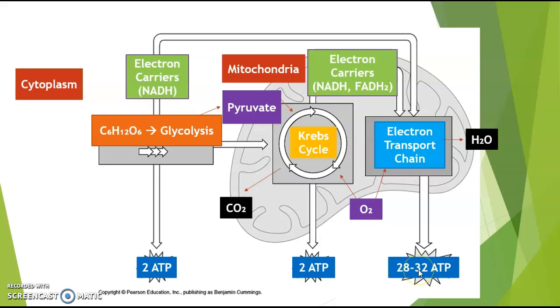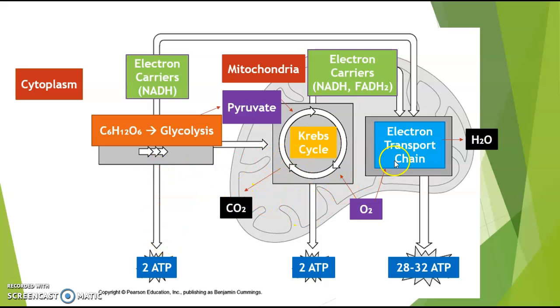So that's it. That's cellular respiration in a nutshell. It is a much more complex process than this, but I tried to simplify it for you and just lay it out in this diagram for you to easily understand. So just in summary, know the 2 locations. Glycolysis occurs in the cytoplasm, and the Krebs cycle and the ETC, or electron transport chain, occur in the mitochondria.